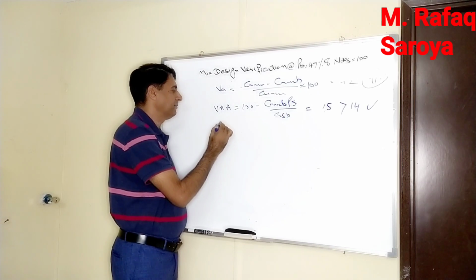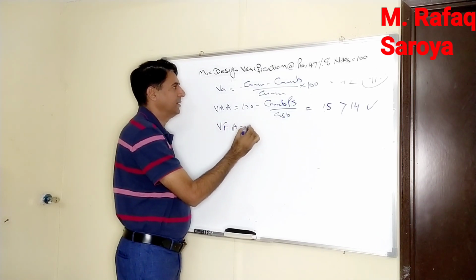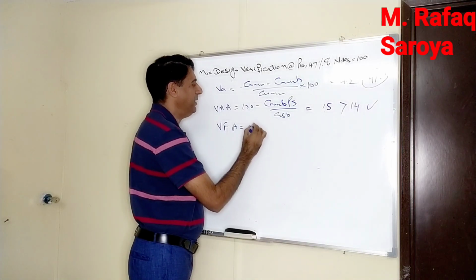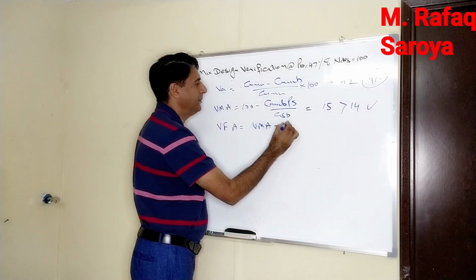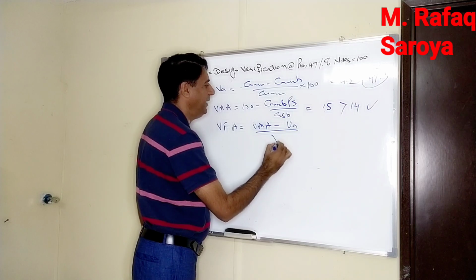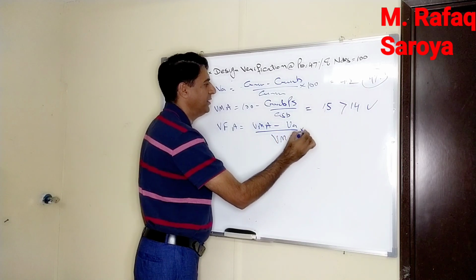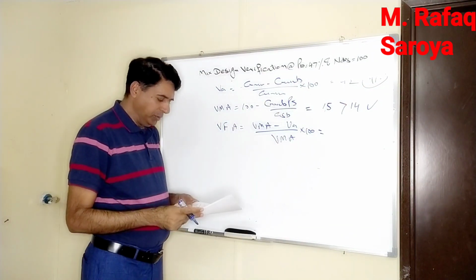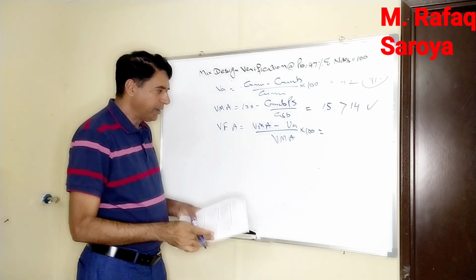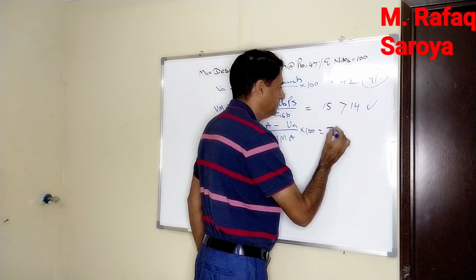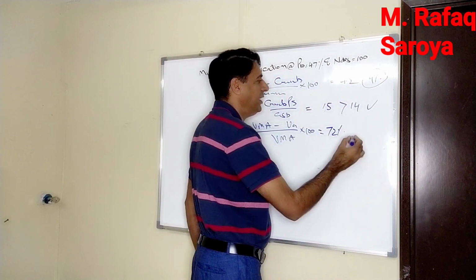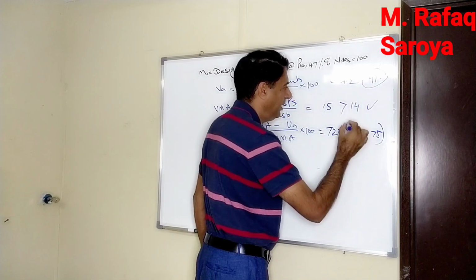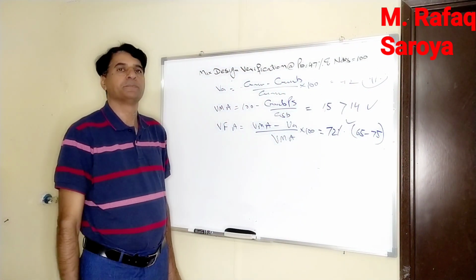Next, VFA. VMA minus air voids over VMA, times 100. Now both the values are over here. When these values are put in this equation, we get a value of 72. And this value is well between 65 and 75. It means this condition is also satisfied.